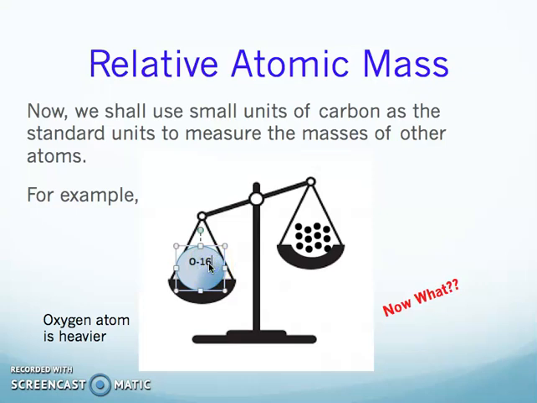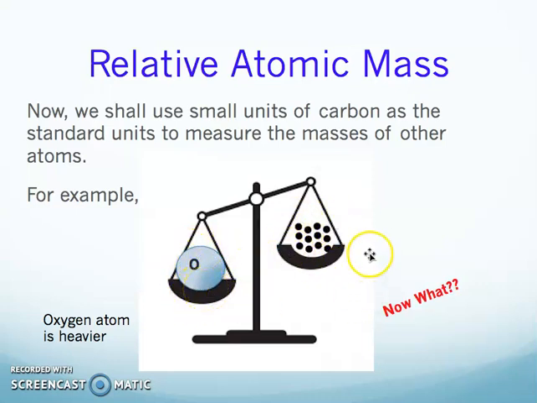Because right now we do not know anything about this oxygen atom. We are not sure how much this single oxygen atom weighs. So when scientists put one oxygen atom in front of 12 units of carbon, they observed that oxygen turned out to be heavier. Although this is not done with a physical balance, it is just to explain to you that if I put oxygen on the left hand side and 12 units of carbon on the right hand side, the oxygen pan is heavier.